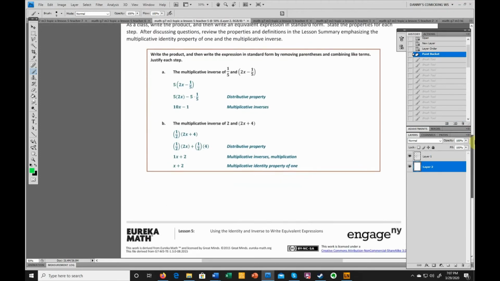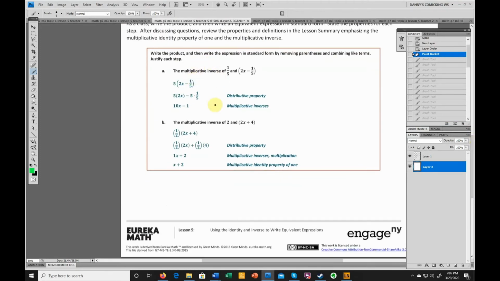Okay, now we're going to do some multiplication. So what you just did with 0 is the exact same thing with 1 for multiplication. Now, in multiplication, if you times anything times 0, it is 0. But if you times anything by 1, it is the number. Okay? So, with that in mind, the multiplicative inverse of 1/5 and 2x minus 5 is 5 times 2x minus 5. That's our original problem.